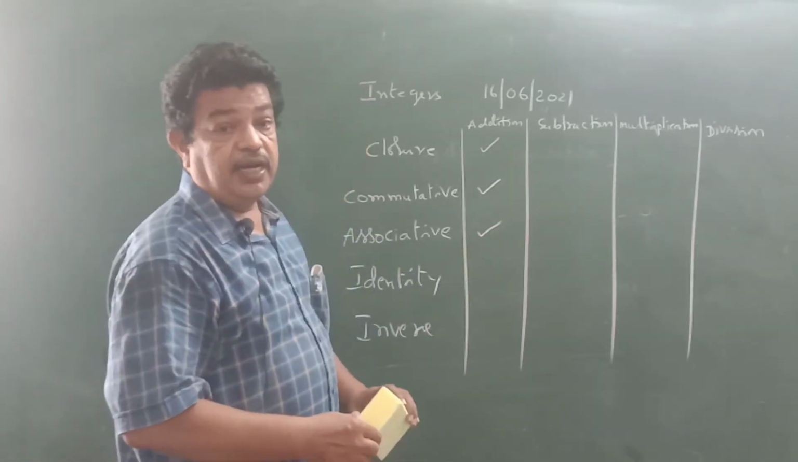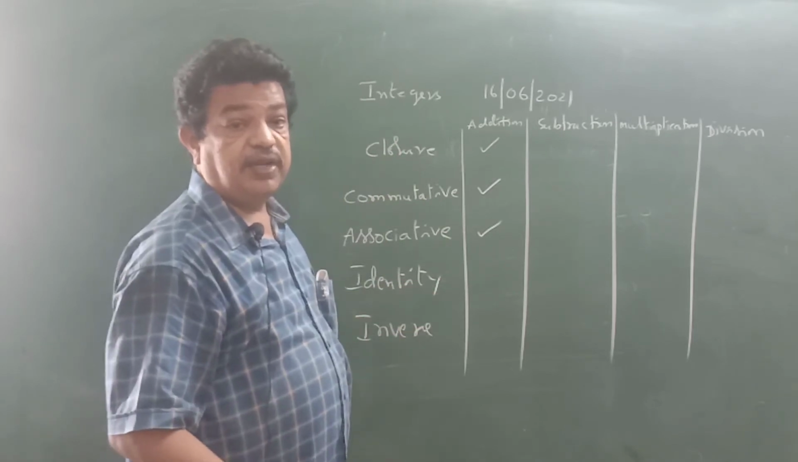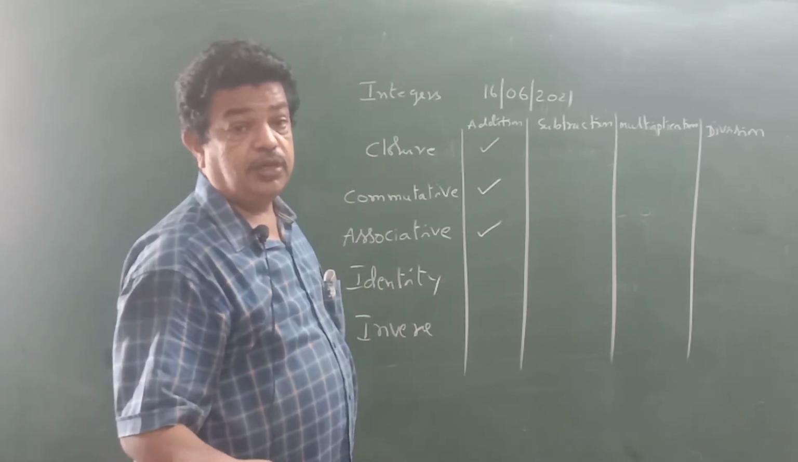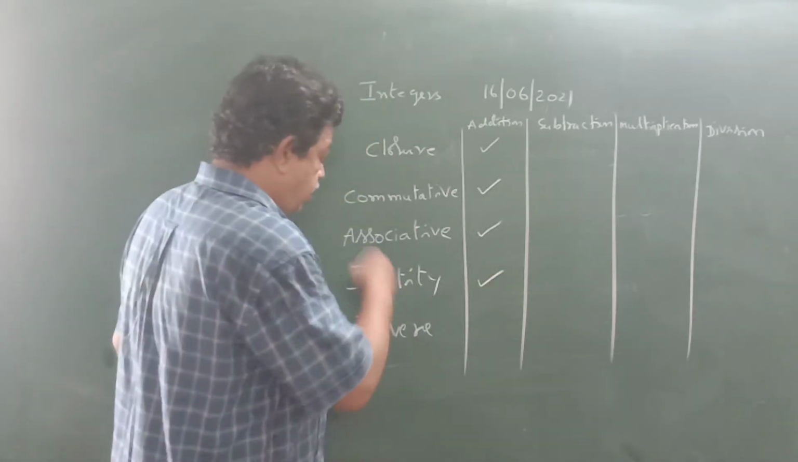Integers have the identity property under addition. 7 plus 0 is equal to 0 plus 7, which is equal to 7. In general, a plus 0 is equal to 0 plus a, which is equal to a. Integers have identity property under addition.